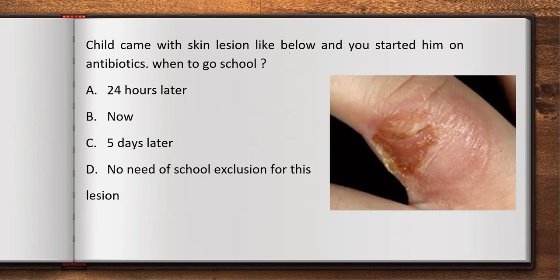Next, a child came with a skin lesion like below. So this is the skin lesion and you started him on antibiotics. When will the child be able to go home? What do you think this lesion is? This yellow honey crusting you can see on the hand, that is impetigo.